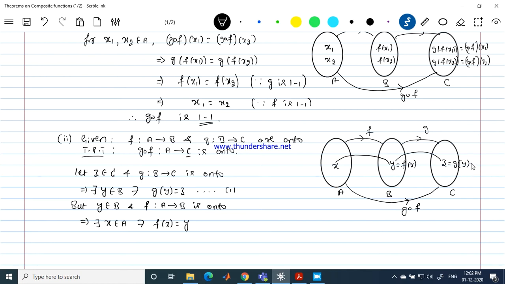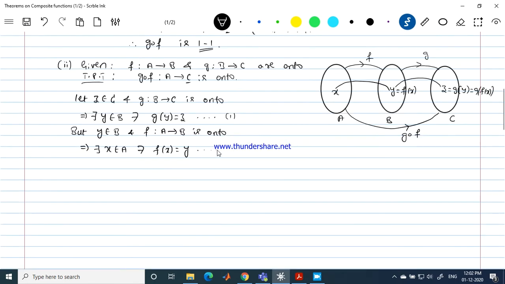So y is f of x, so this becomes g of f of x. Okay, so f of x equal to y. Let me call this as result number 2. But the value of y is what? Value of y we found as f of x. So by using result 2 in 1, we have g of f of x is equal to z. What does the definition of composition say? It says that f composition g of x is equal to z.